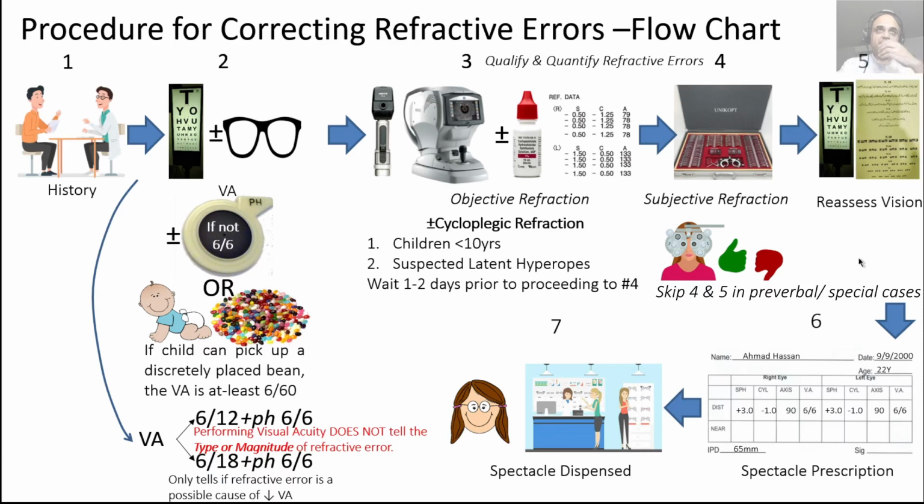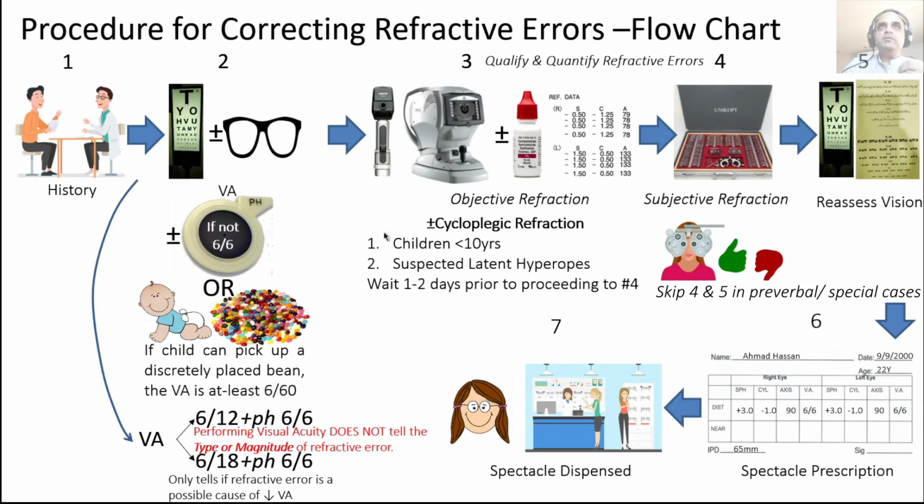So this is a nice infographic that is telling you how a refractive error is corrected. And it goes without saying that we'll need to skip steps 4 and 5 in patients who are either pre-verbal or have no effective way of communicating their visual status.